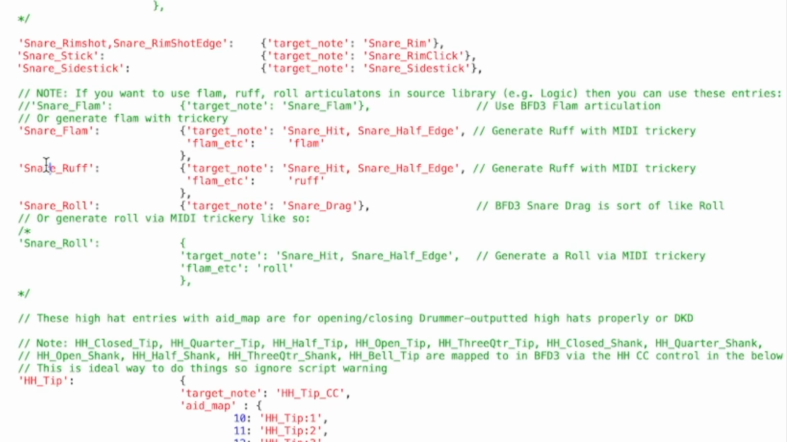And then likewise with the ruff, and then with that snare roll, the snare drag is sort of like a roll, but it's just momentary. You can't extend out a note and have the roll be the duration of that note using the snare drag articulation. But if you wanted to, you could take this approach instead, where we would artificially generate a roll kind of sound, analogously to how we're doing with the flam and ruff.